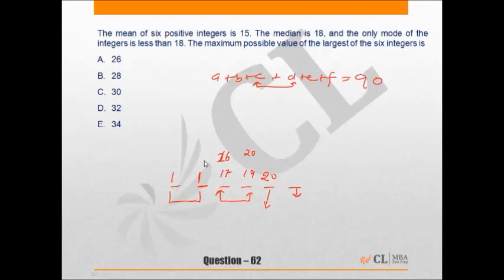Here the largest term will come as 90 minus the sum of these five terms, 1 plus 1 plus 17 plus 19 plus 20, and this is equal to 32. So the largest value that the largest term in this case can be is 32. Hence option D is the correct answer.